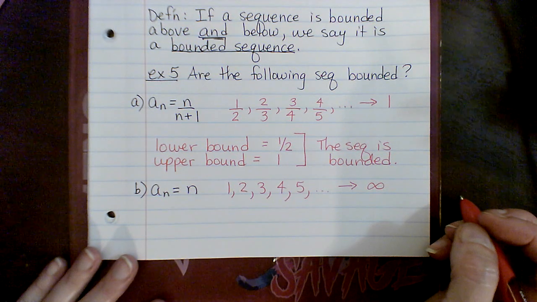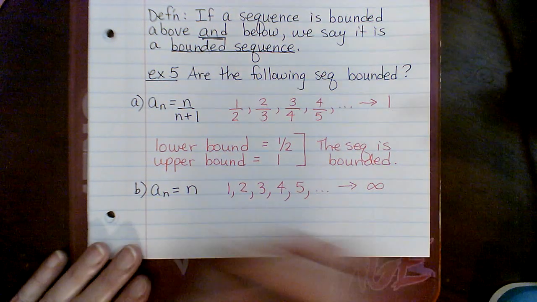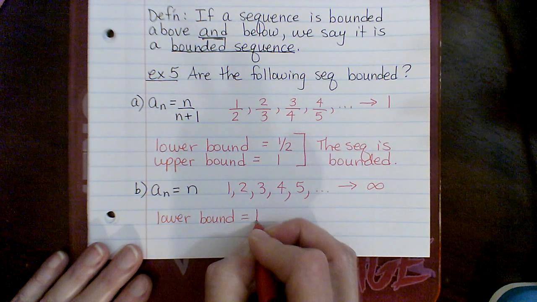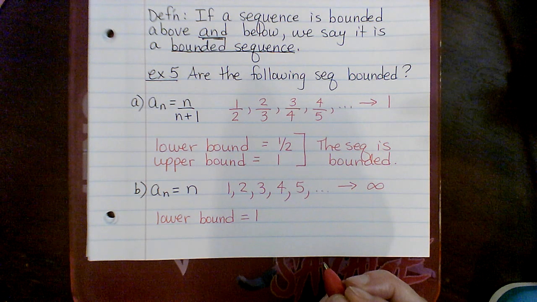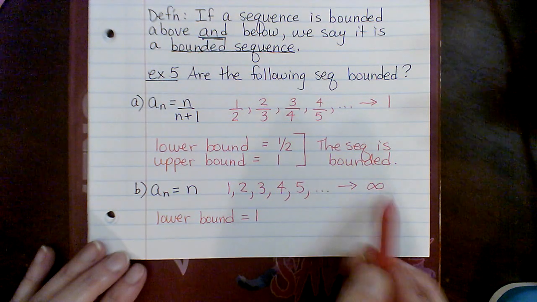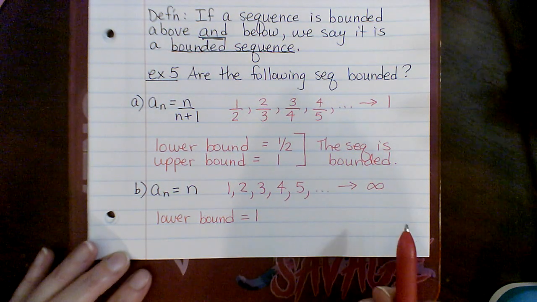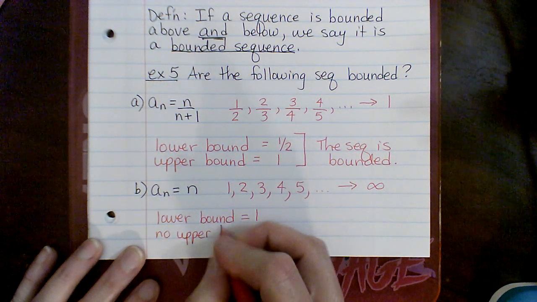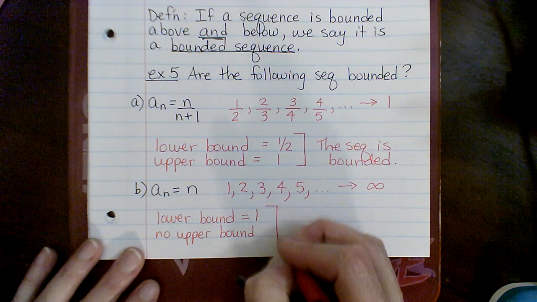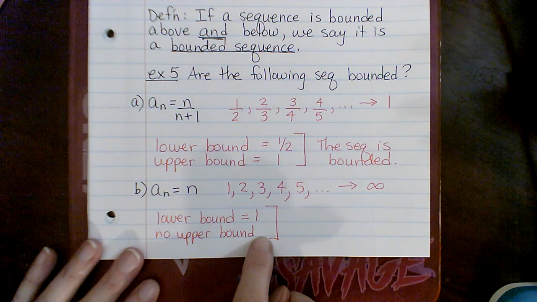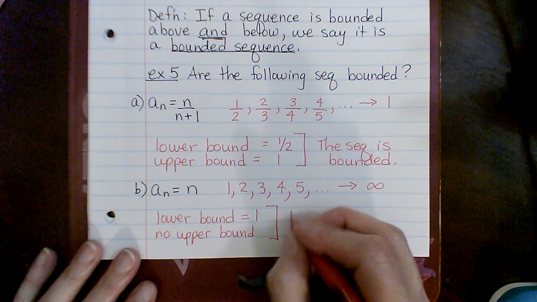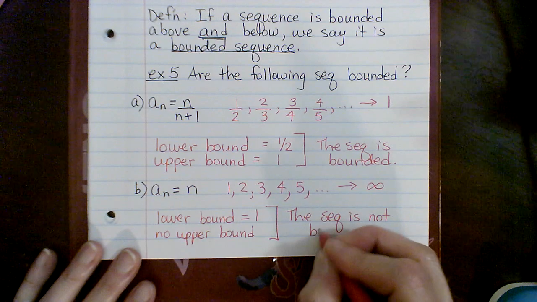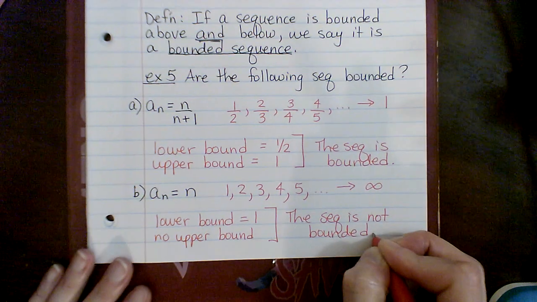It does have a lower bound, though. Right? So it's got a lower bound of 1, but it has no upper bound. There's no number up here that this sequence ever just gets to and kind of stops. So because we have one bound but not the other one, the sequence is not bounded. In order to be bounded, you have to have both an upper and a lower bound.